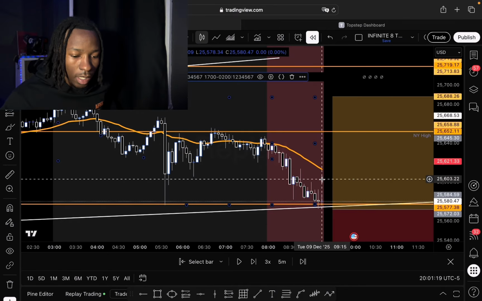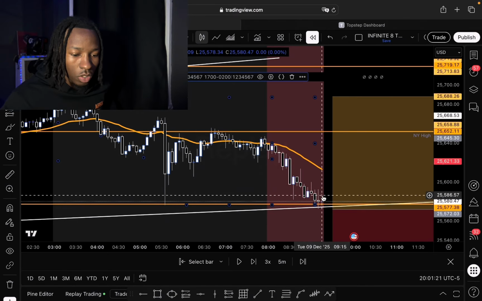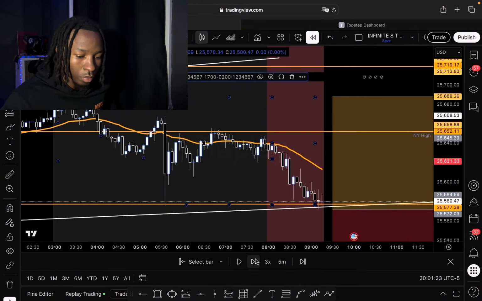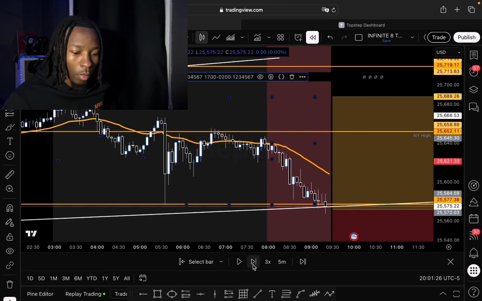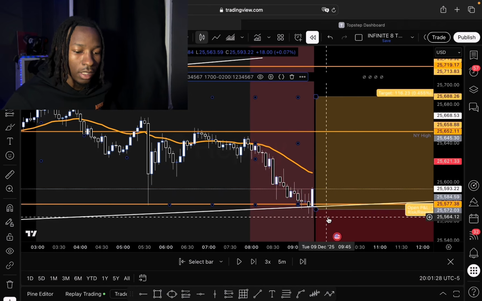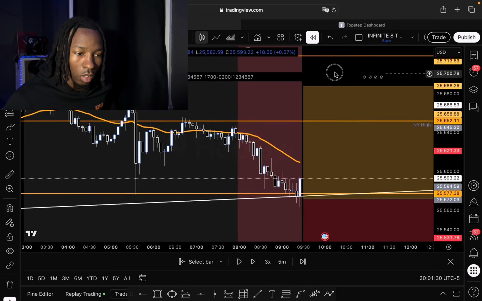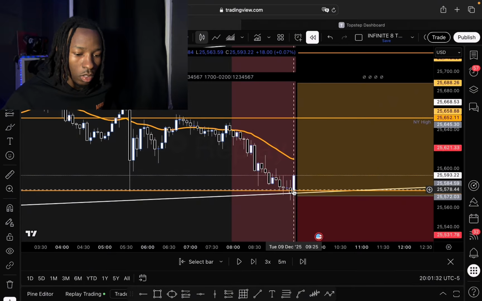Right now the time is 9:15. So what we're gonna do is go to the next candle, right? 9:20. I'm on a 5-minute time frame because I want to show you guys exactly the entry that I caught as well. All right. So 9:25.